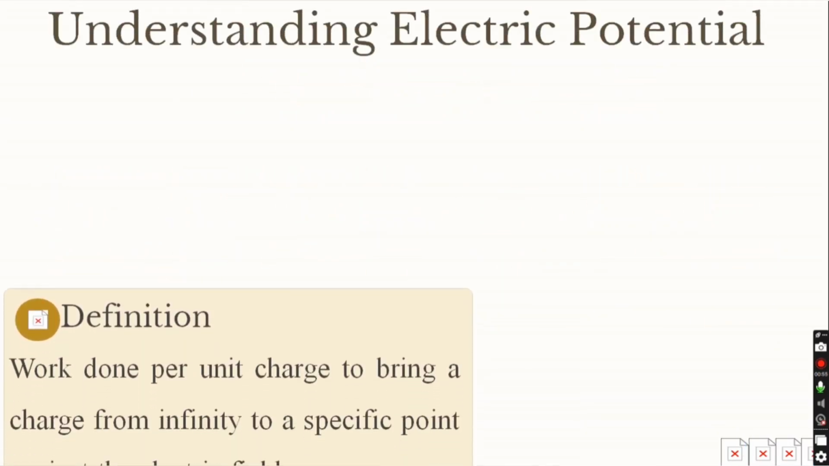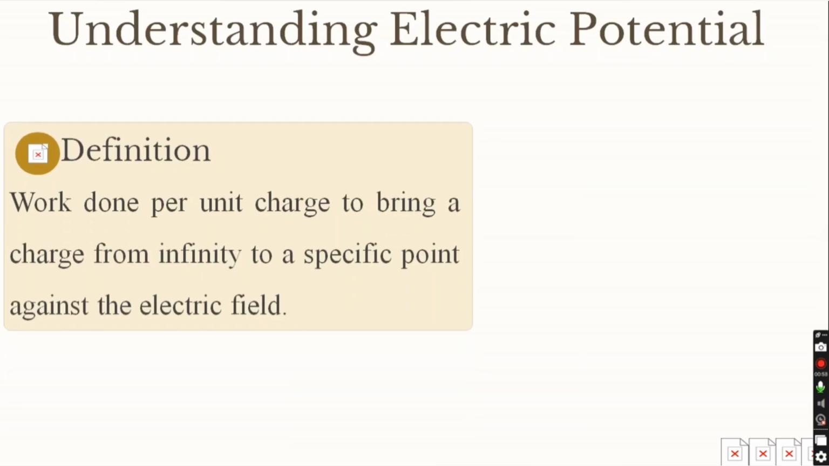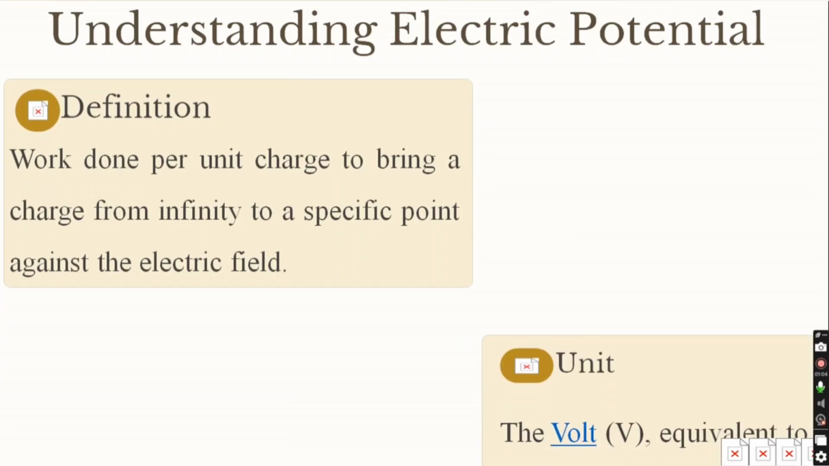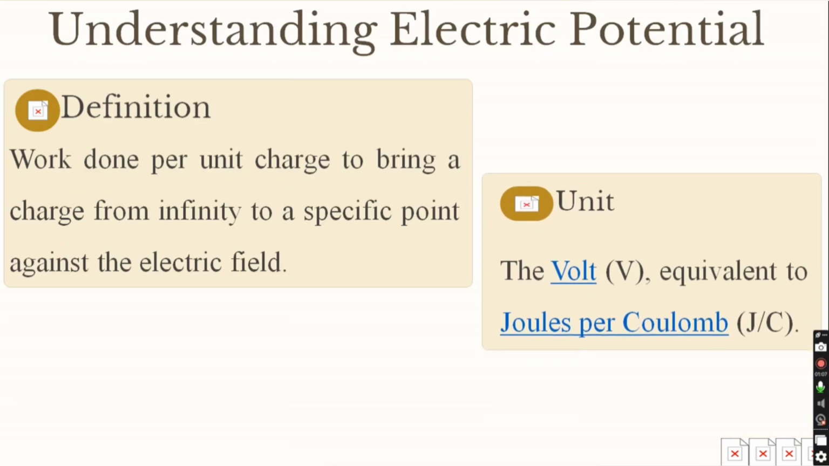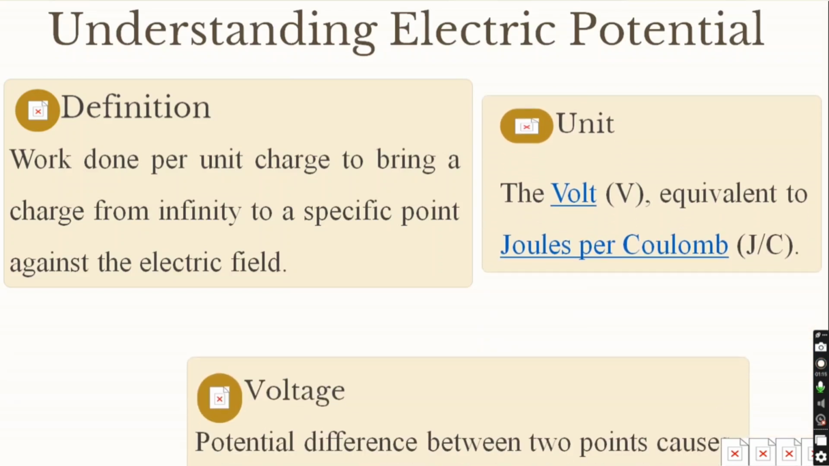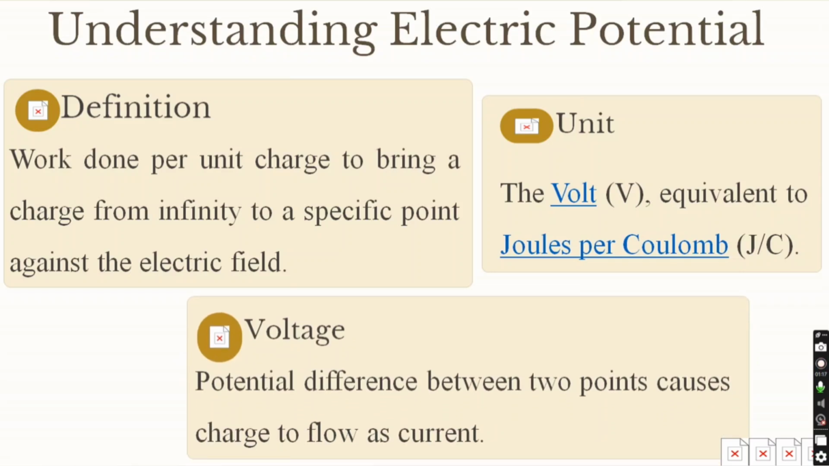Electric potential is the work done per unit charge in bringing a positive test charge from infinity to a point. Unit: volt, V. 1 volt is equal to 1 joule per coulomb. Voltage is the potential difference between 2 points in an electric circuit. It represents the energy per unit charge that pushes electric current to flow.